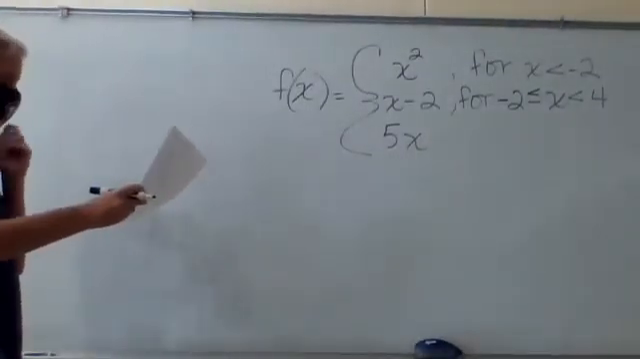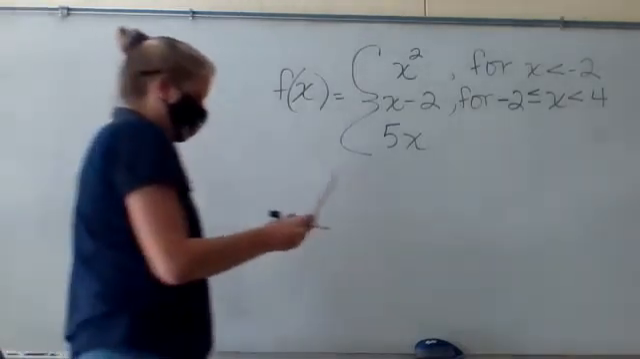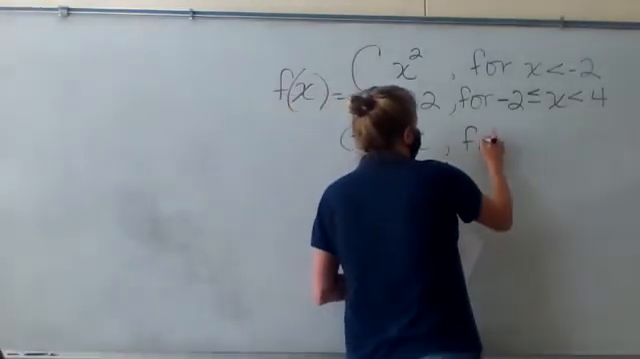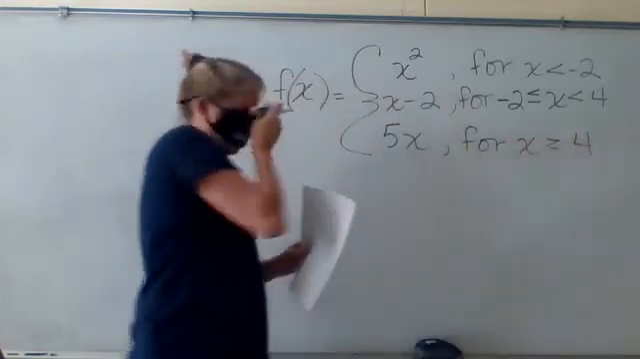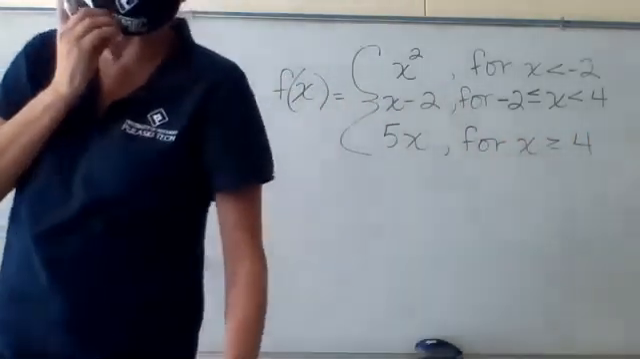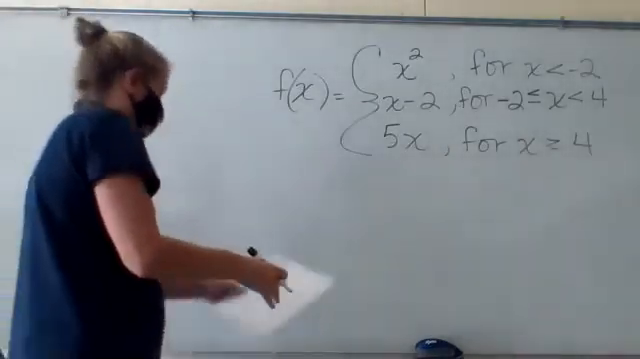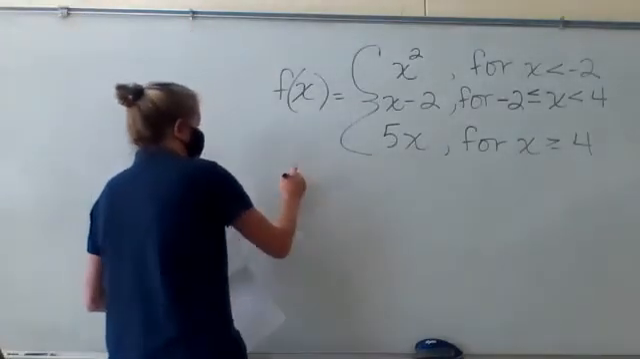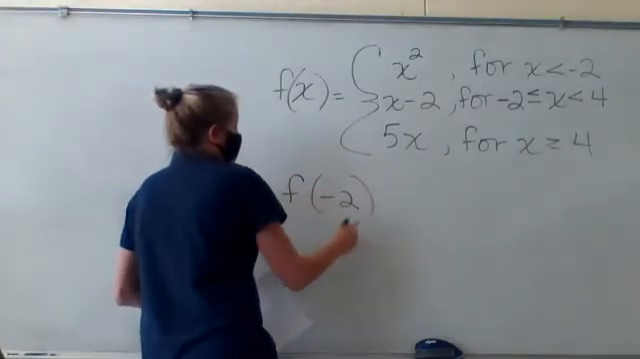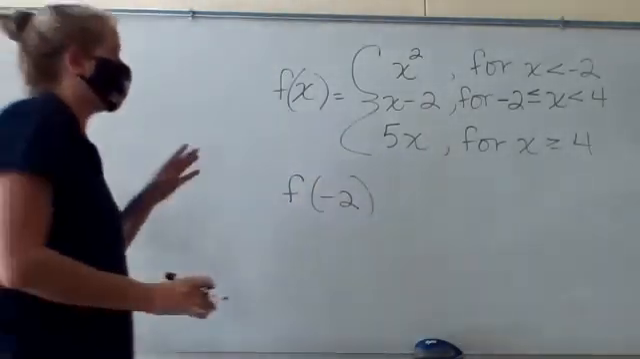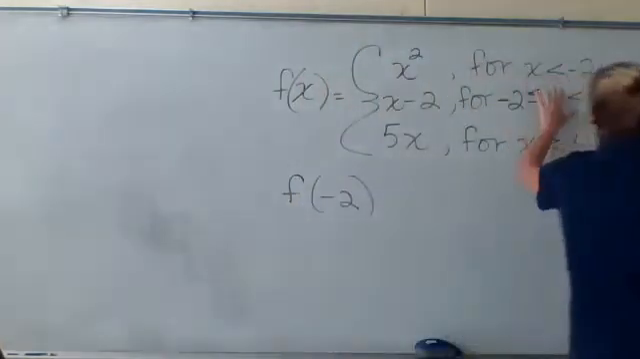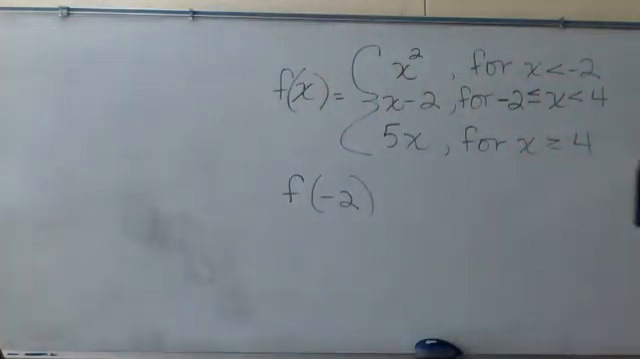And your graph is at 5x for when x is greater than or equal to 4. So there's three different pieces to this graph depending on what your x is. And this tells me to find f of negative 2. So what you do first is go find where negative 2 falls into these pieces. So let's look at the first piece.